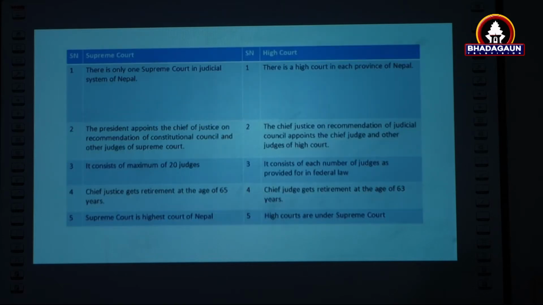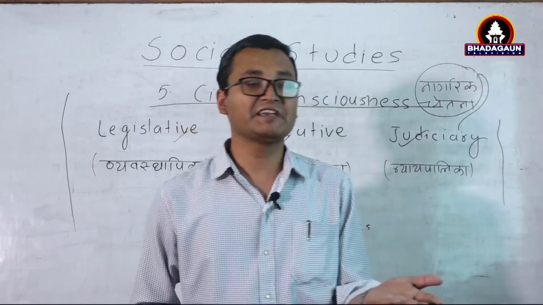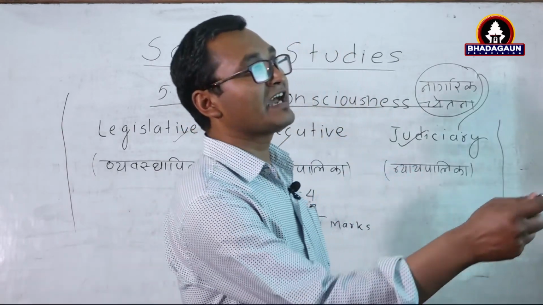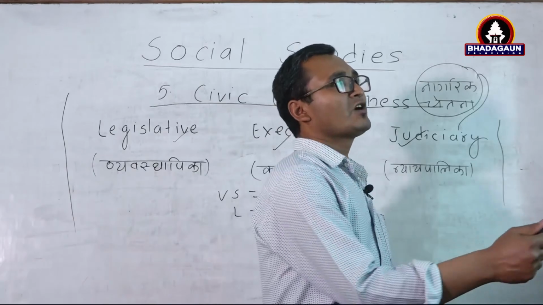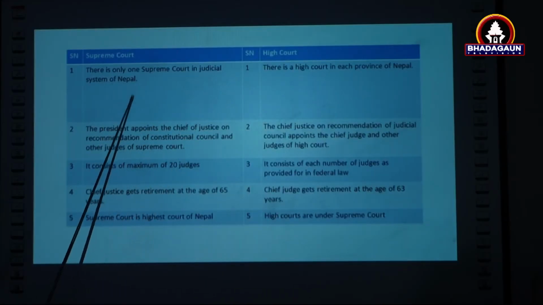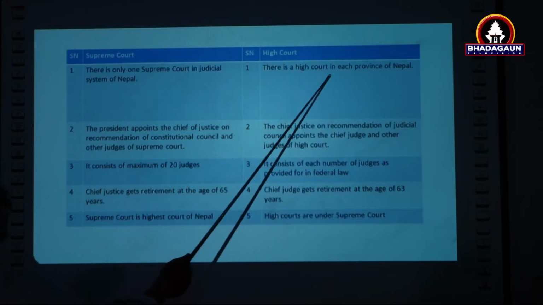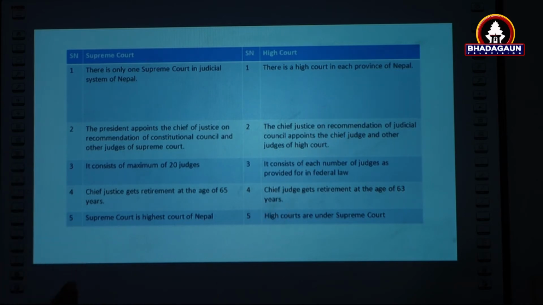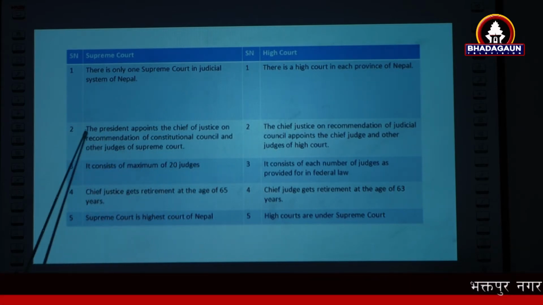Okay, and next one is we are moving on to the judiciary, Supreme Court and the High Court. So there is only one Supreme Court in the judicial system of Nepal, you know that, and there is a High Court in each province. It means we have 7 provinces, so 7 provinces means 7 High Courts. The President appoints the Chief Justice under the recommendation of the Constitutional Council, and other judges of the Supreme Court. This is an important point compared to others.